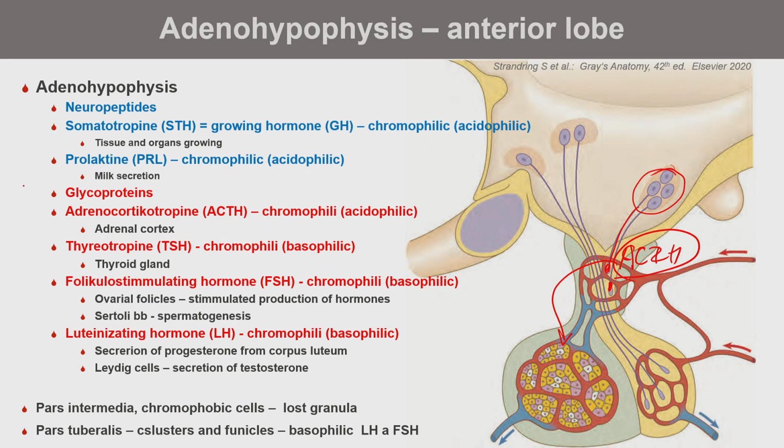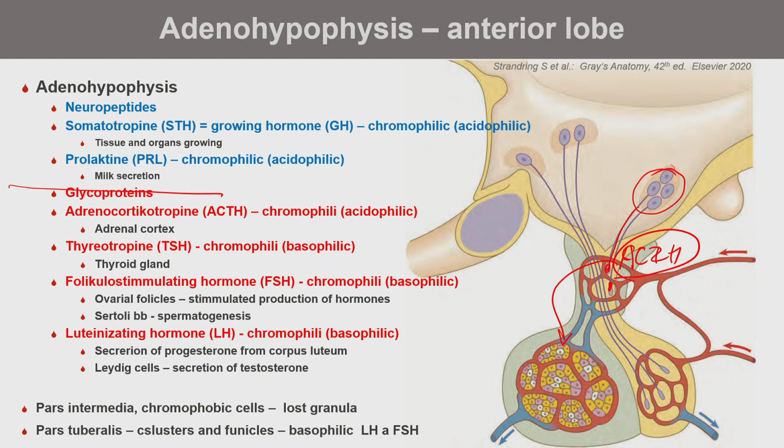So we have two groups of hormones, neuropeptides and glycoproteins. Neuropeptides sometimes also have important neurotransmitter functions. They are mainly somatotropin and prolactin, two hormones, growth hormone and prolactin, guiding the secretion of milk in the breast.